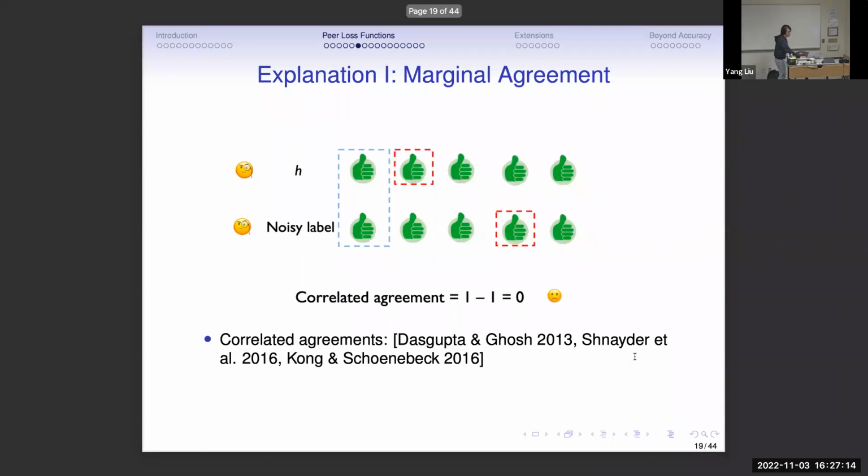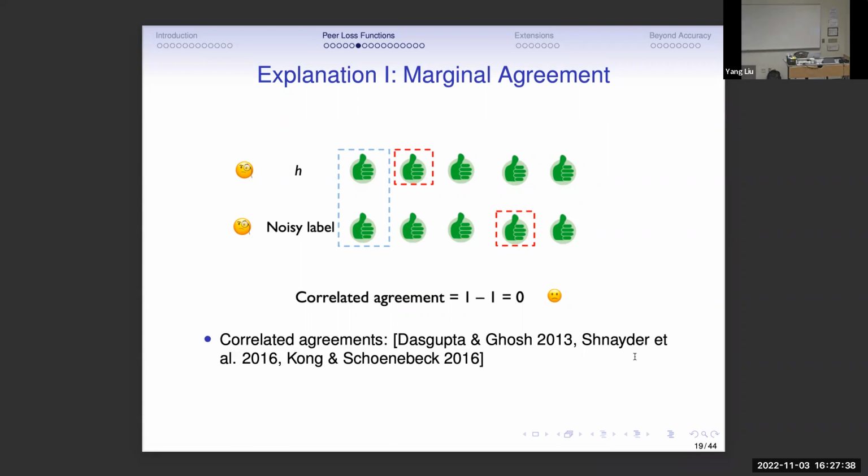Now, if you check in peer loss, this is what happens. Sure, for any pair of this data, you always agree. But then if you randomly take another two, they also agree. So 1 - 1 is 0. So this is telling the classifier you're not really memorizing more information, other than just randomly taking a guess based on the noisy label distribution.